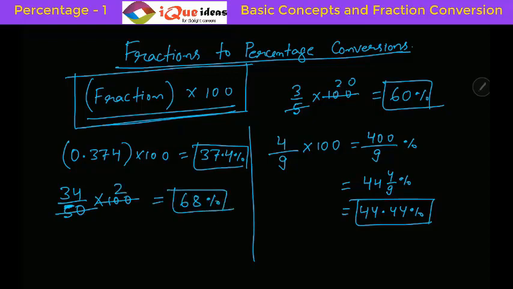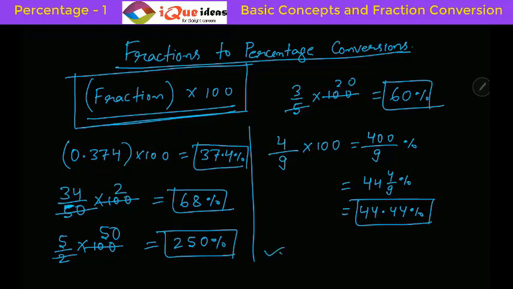Right. Suppose there is a fraction 5 by 2. And if I want to convert it into a percentage, multiply by 100. So 2 goes into 100 50 times. 50 into 5 is 250%. Right. So the method says if you want to convert a fraction to a percentage, just multiply that fraction by 100. Now this is the method, right?